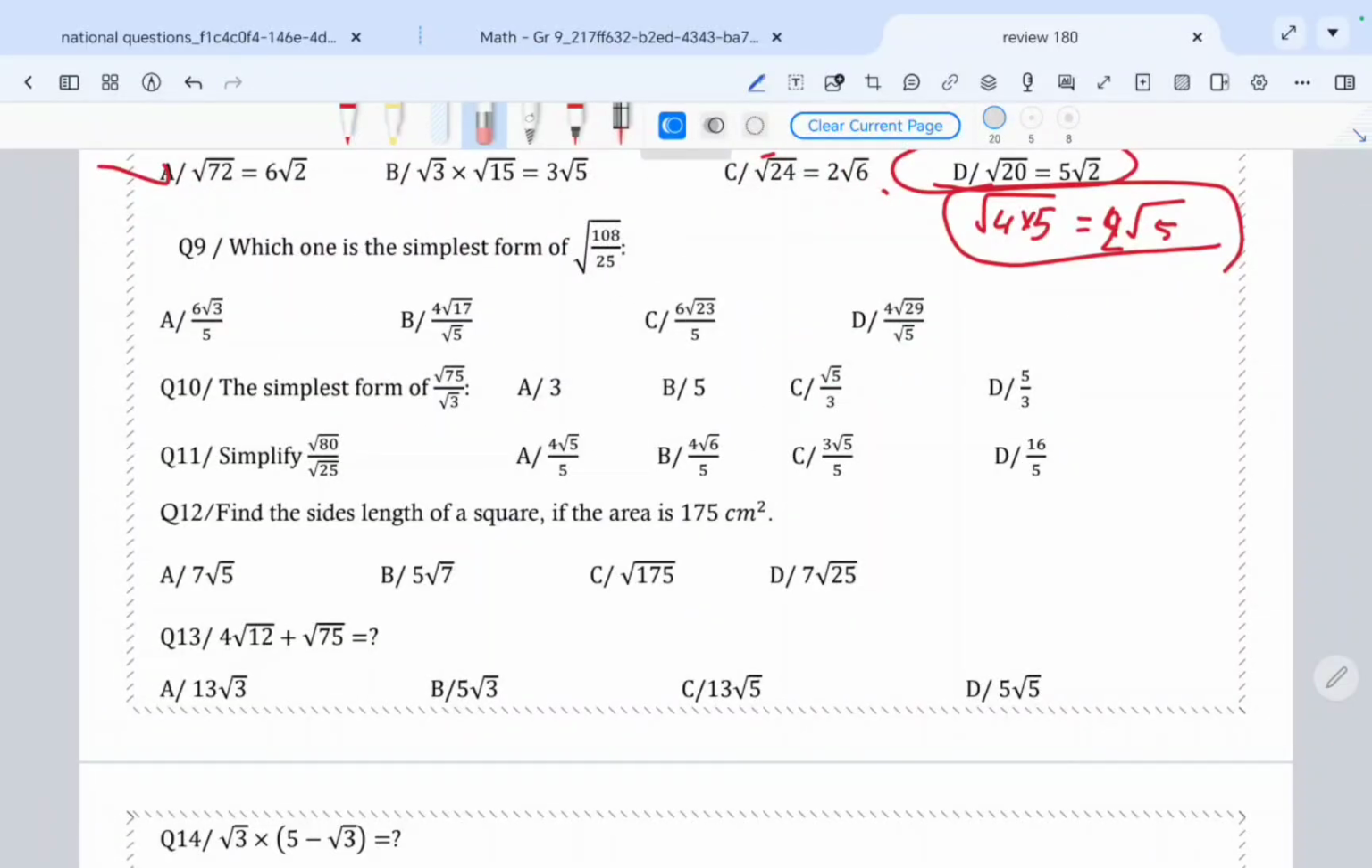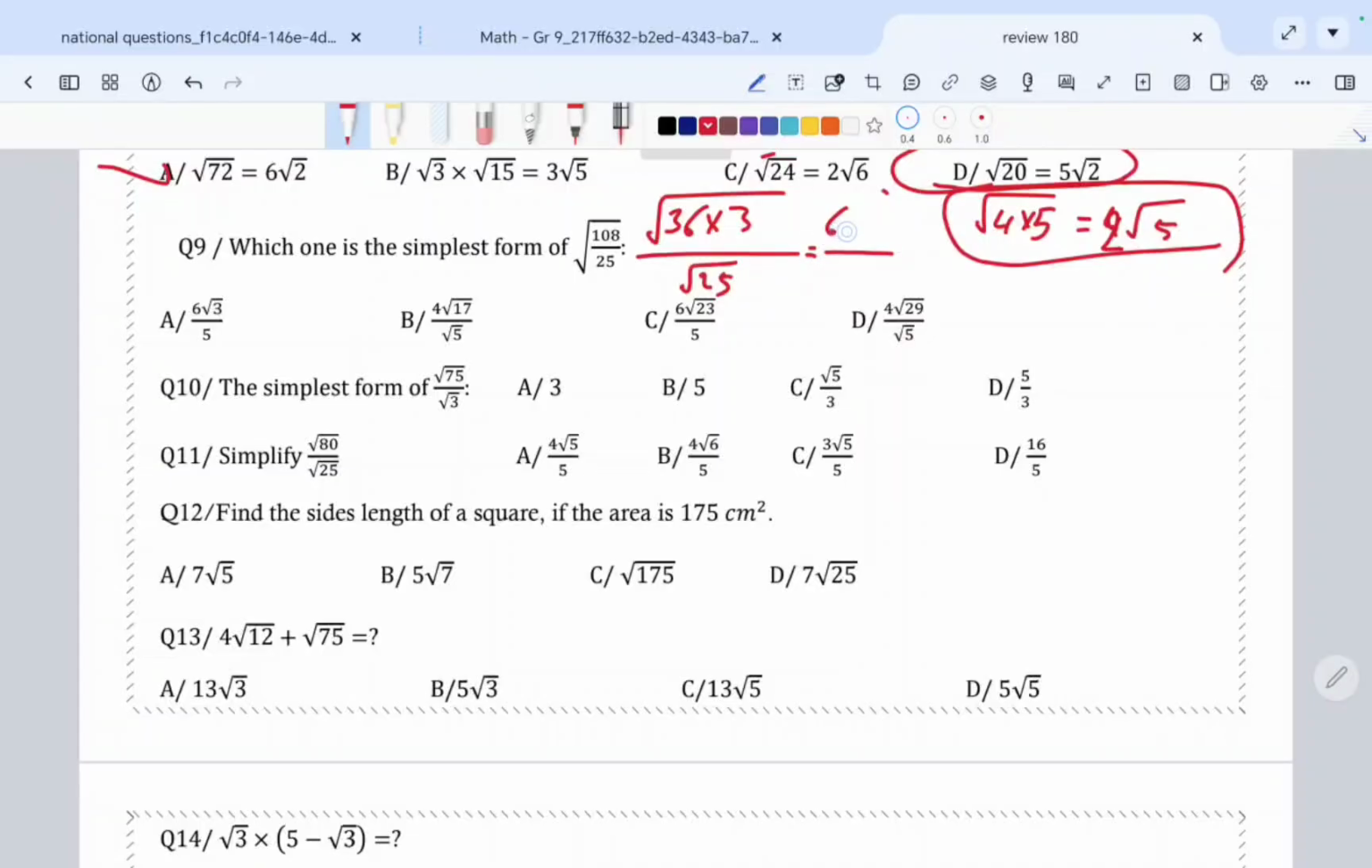Now we have the square root of 108 divided by 25. What times what equals 108? 36 times 3. Okay, out of 25. 36 is a perfect square. It will be 6 square root of 3, and 25 is a perfect square too. It will be 5. Which one is correct? A.